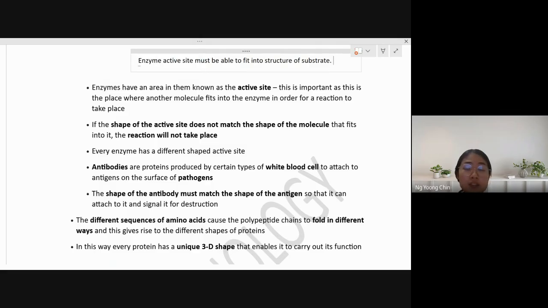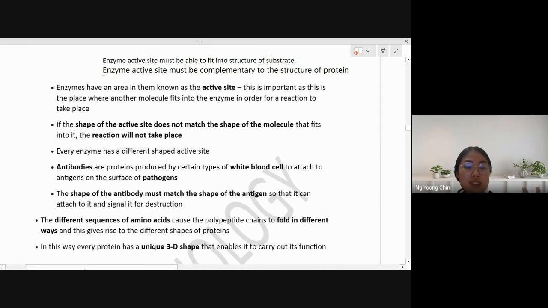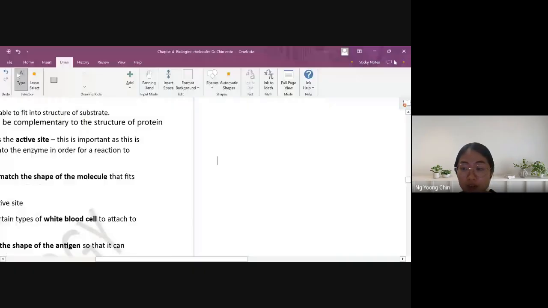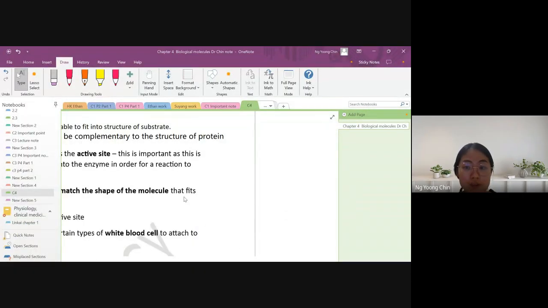Or we use another term: the enzyme active site must be complementary to the structure of the substrate. It's something like this, enzyme and substrate. This is the enzyme. You know what enzyme is? Enzyme we call 酵素 in Chinese. Oh, sorry, I cannot draw it. Maybe I show some photo, better for you. I show some enzyme substrate photos.